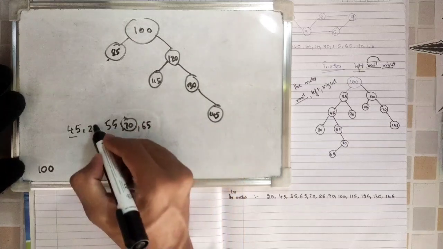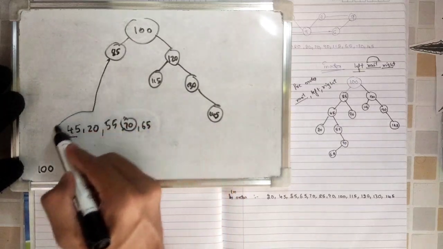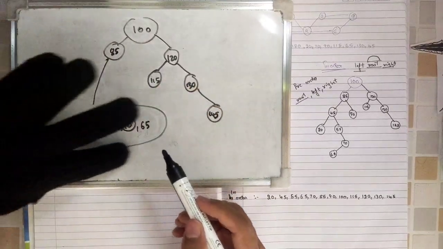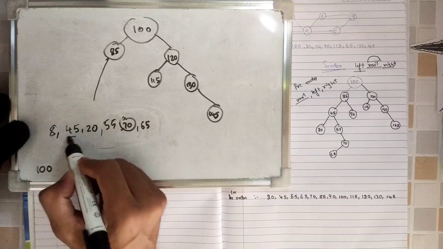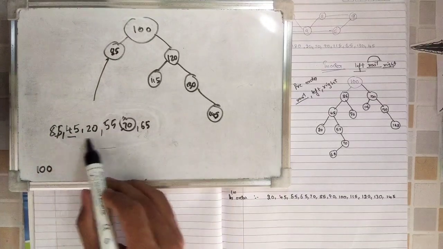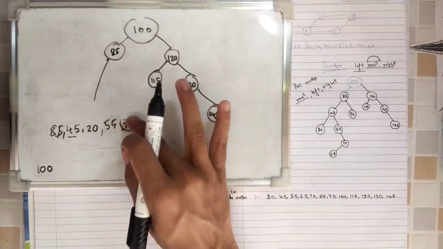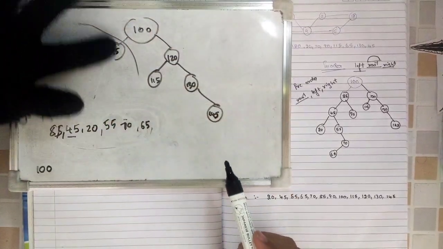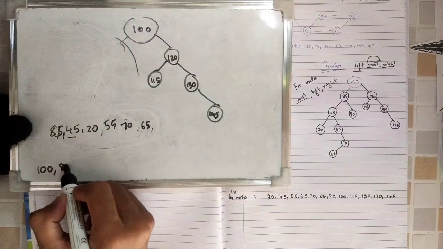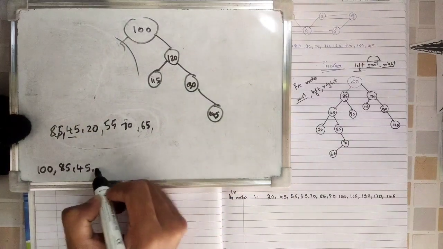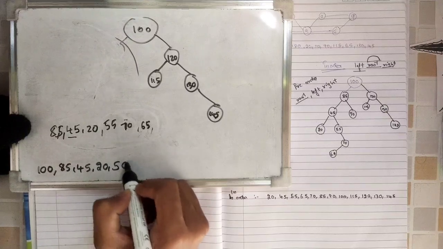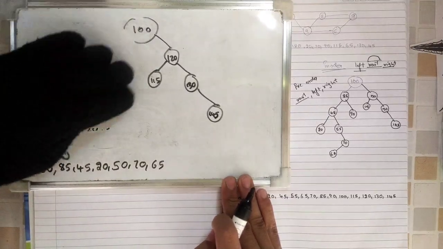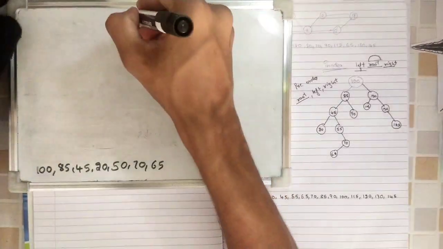Just try to understand what I am saying. Then I have this whole thing as my left of this. So first root and then left. So what is the root? My root is 85, then my left part, then right, nothing was there in the right. So for now my left part was completely over. Understood? So let me just write here 85, 45, 20, 55, 70, 65. So this is my left part. So my left is done.